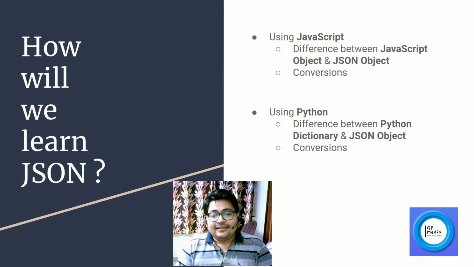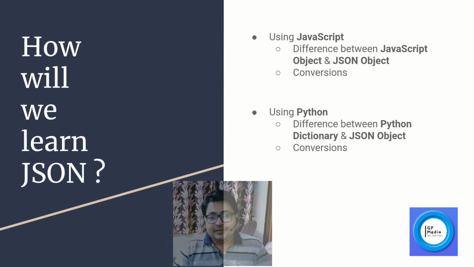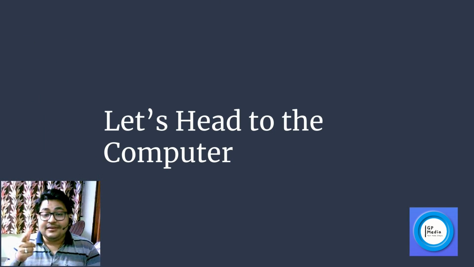Now, I have decided to craft the course in such a way that we will first go into JavaScript and try to understand the differences between the JavaScript object and the JSON object, and we will try to convert them into one another. We will convert a JSON object to a JavaScript object and vice versa. Then we will head on to Python and understand the differences between a Python dictionary and JSON objects, and we will also try to convert them and vice versa. So this is going to be an interesting course, so hang on with me and let's head to the computer in the next video.